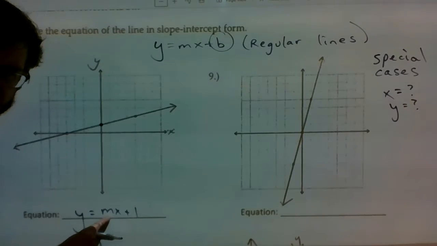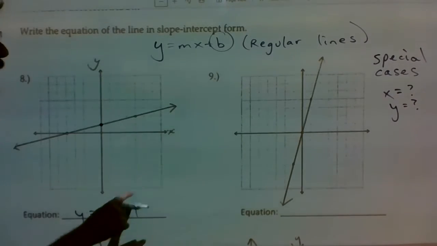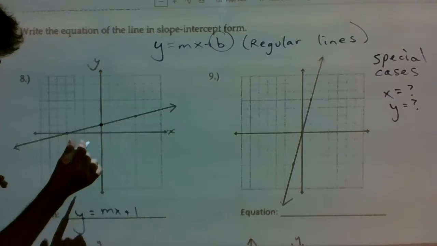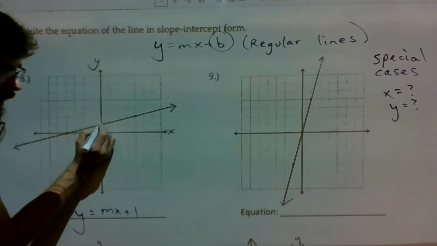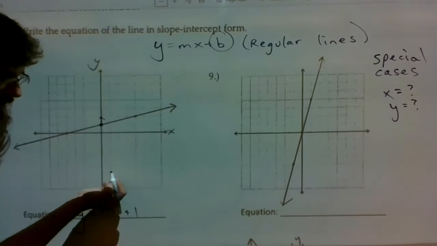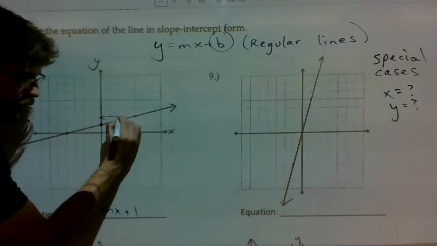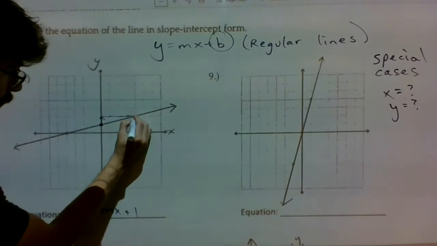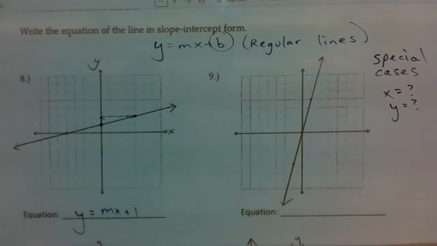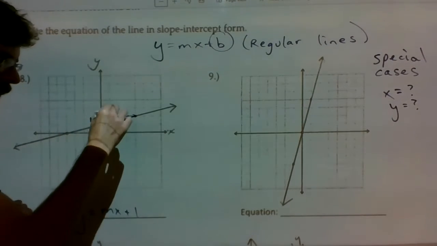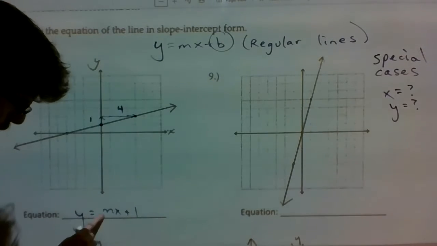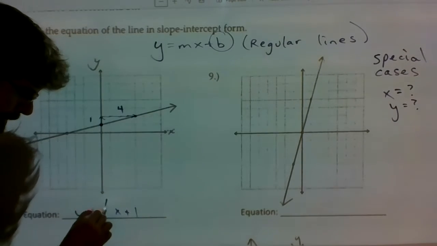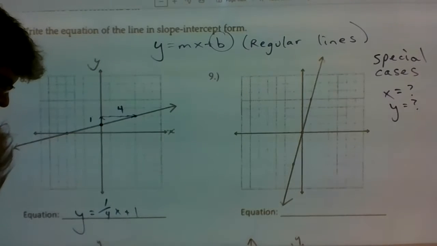But we need to do better than just an m right here. M represents the rise over run. So to get from our starting point to another point, we have to go up 1 unit, right 1, 2, 3, 4 units. So up 1, right 4. That's 1/4 for our slope. And you're done.